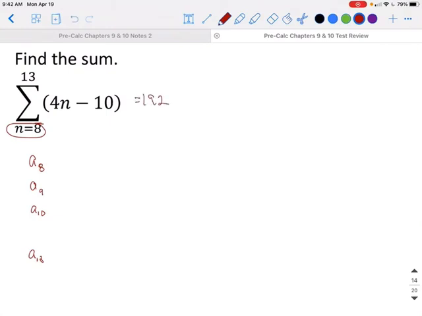You would get the exact same answer if you did this by hand and you found each individual term. So this would be 4 times 8 minus 10, or 32 minus 10, which is 22. And you would do that for all these terms and add them together.